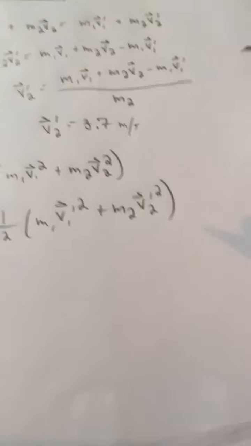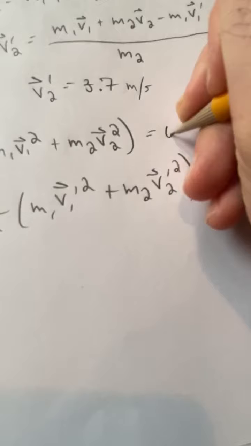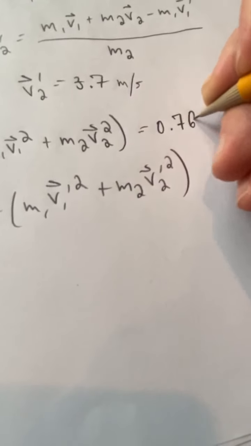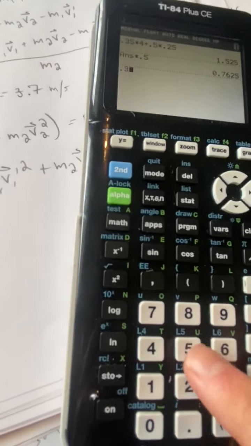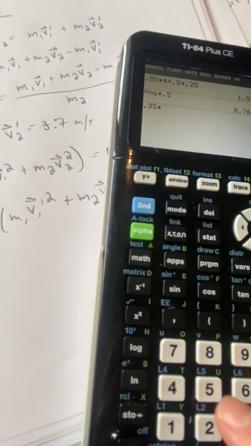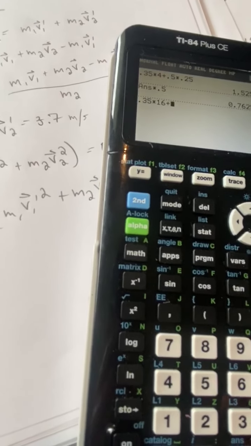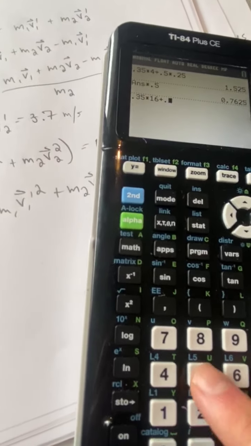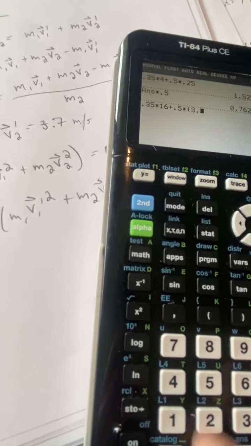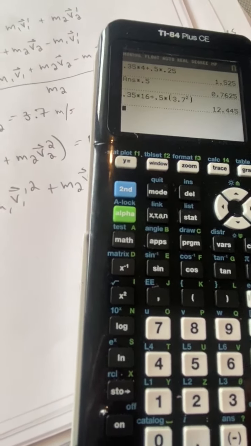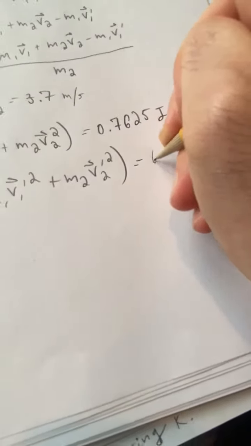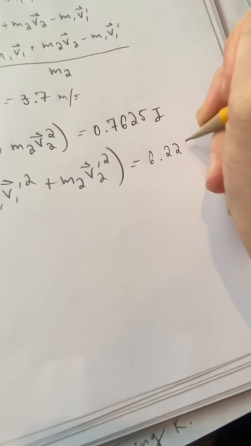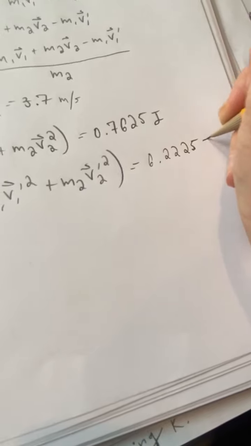So we're starting with a really small amount of kinetic energy. We're starting with only 0.7625 joules of kinetic energy. So very little energy in the system initially. And then at the end, we're going to have 0.35 times 16 plus 0.5 times 3.7 squared. Then we're going to multiply that by 0.5. So we wind up with about 6.2225 joules of kinetic energy.